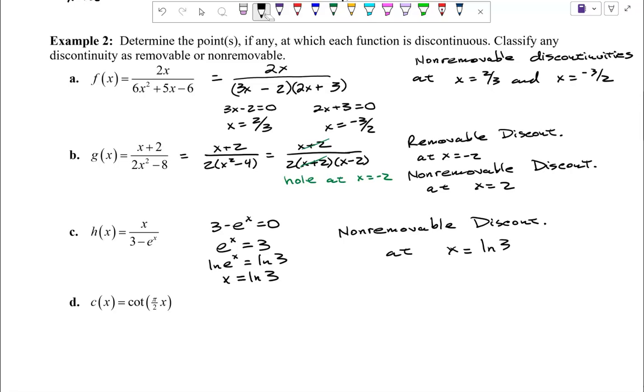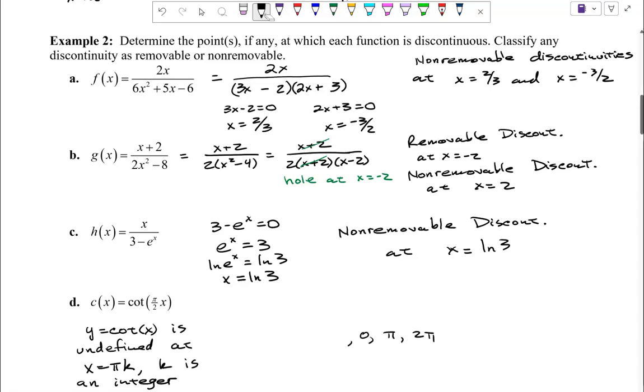Part D, c of x equals cotangent of pi over 2x. Now, the basic cotangent graph is undefined at x equals pi k, where k is an integer. If you need to, pause the video and review your trig graphs. In particular, you'll notice that the cotangent has vertical asymptotes at 0, at pi, 2 pi, and at negative pi, negative 2 pi, and it goes on in both directions forever.